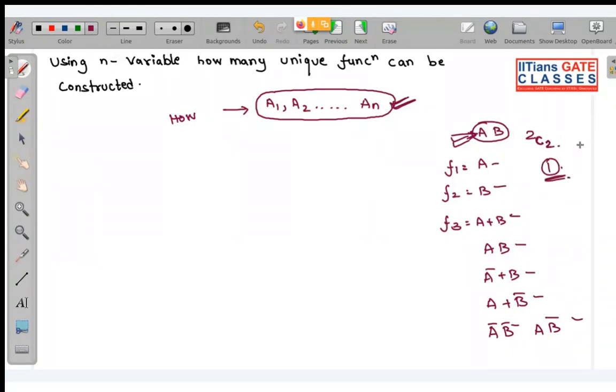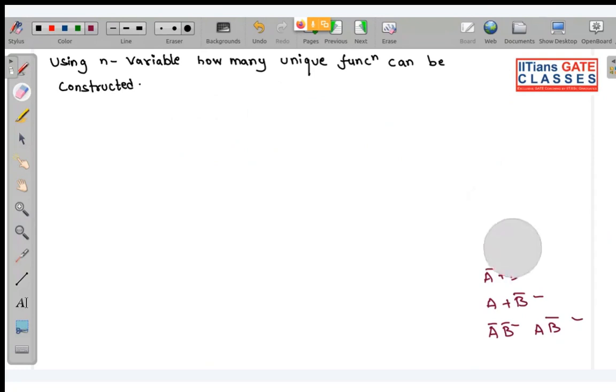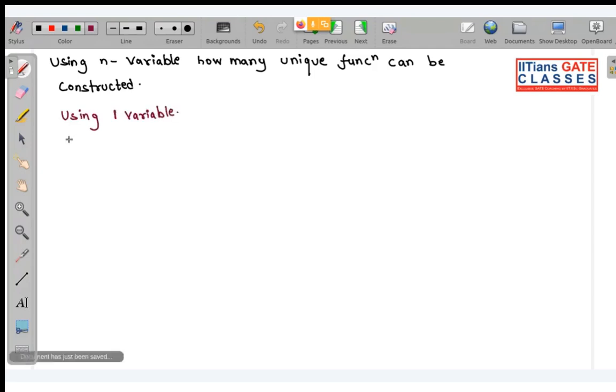So look very carefully. This question was asked in GATE. Okay. This is a GATE question. 2004 or 8. I am not sure, 4 or 8. So look very carefully. First look, how many functions can I generate using one variable? Okay, one variable. So A is one single variable.